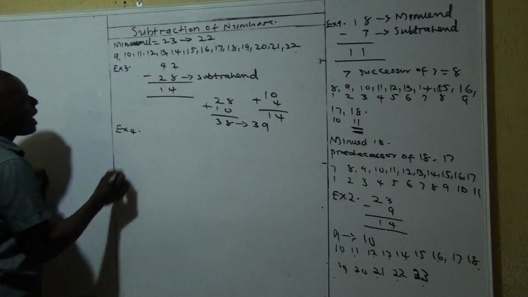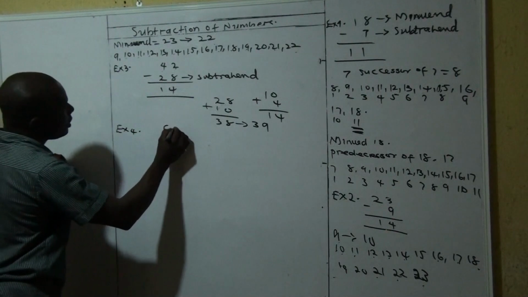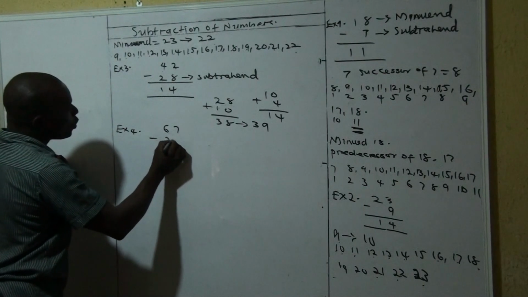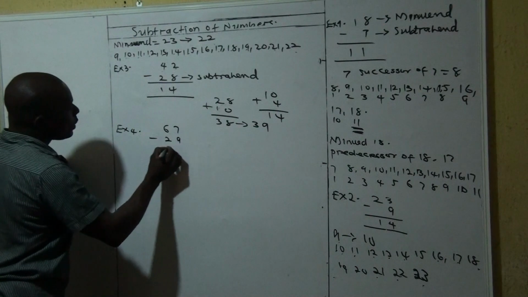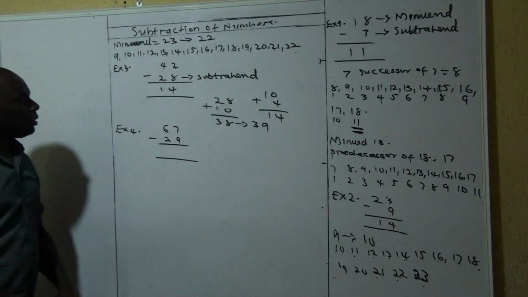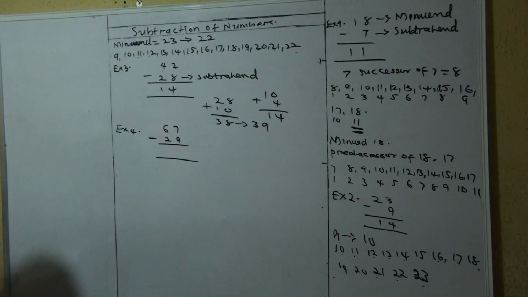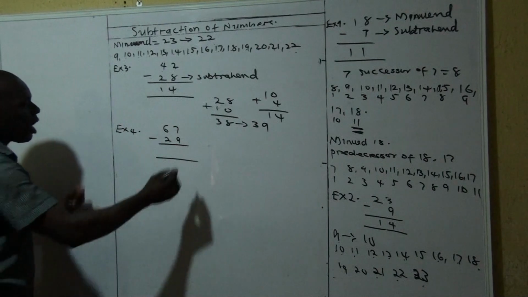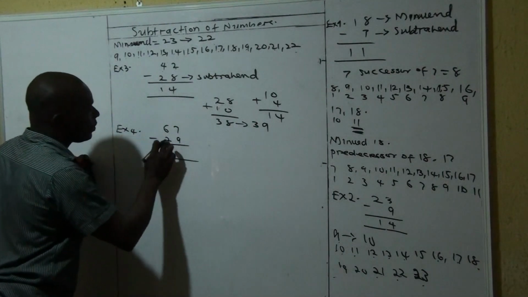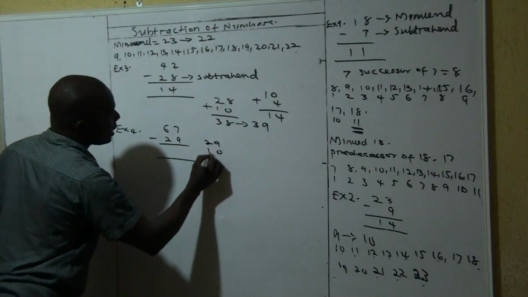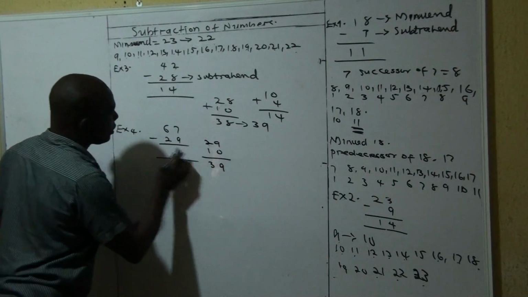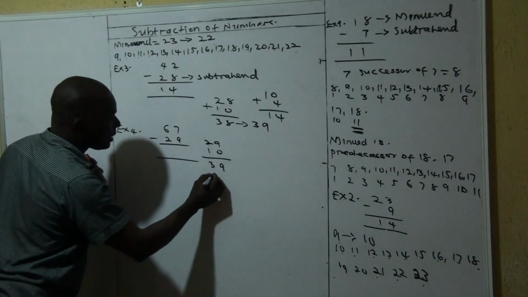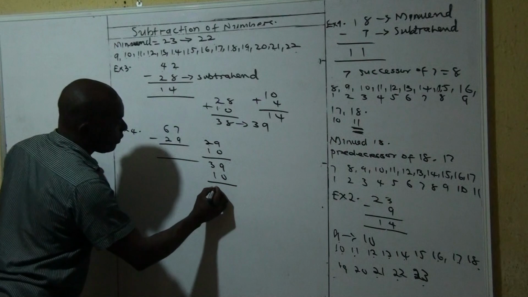Example 4, we have 67 minus 29. Okay, minus what? 29. So what we need to do, these ones, they are far anyway. So now we bring our subtrahend here, which is 29. We add 1 ten to it, which will give us 39. It's not very close to this one, 67. So we add another ten to it. Okay, that will give us what?